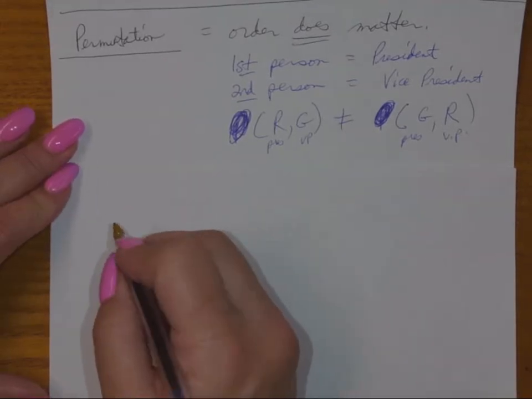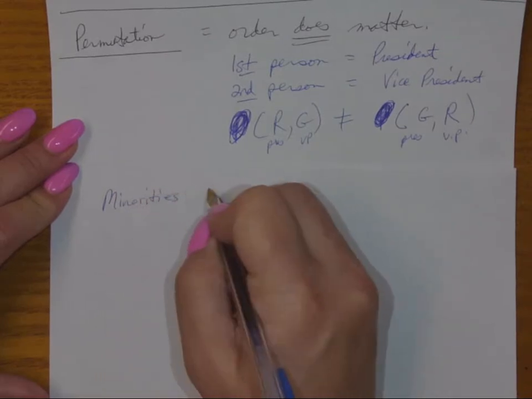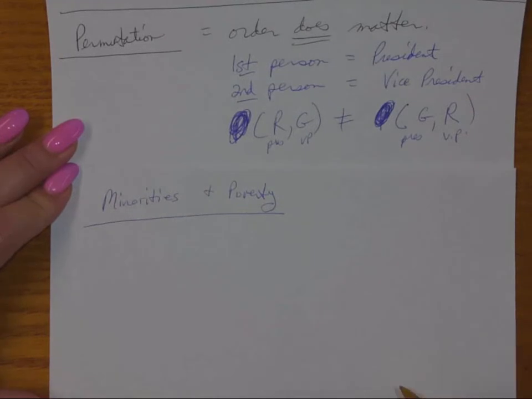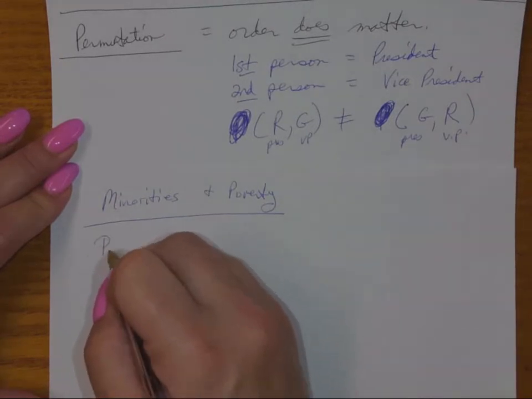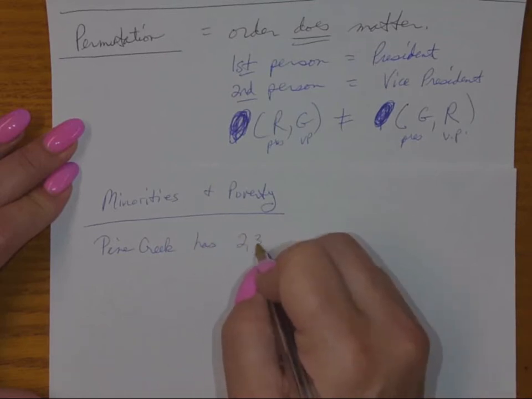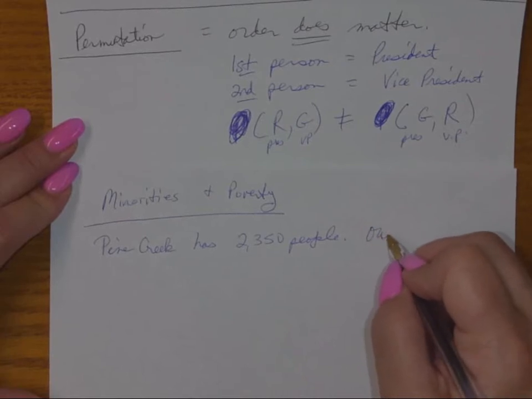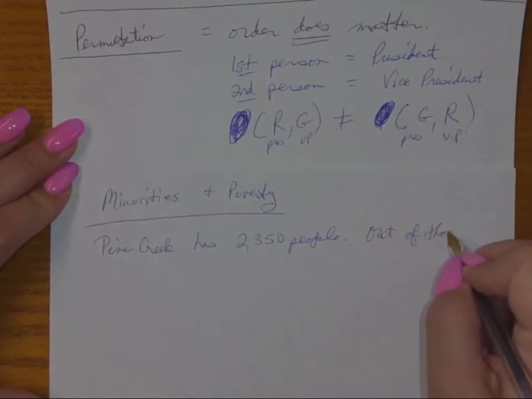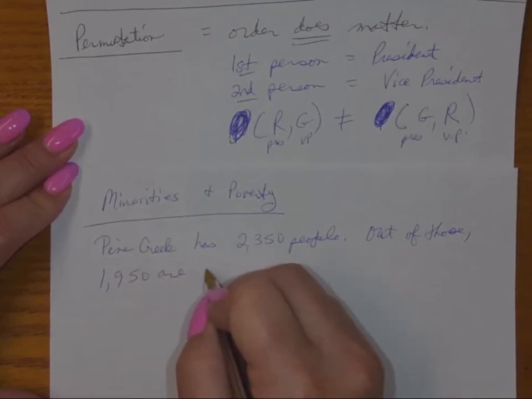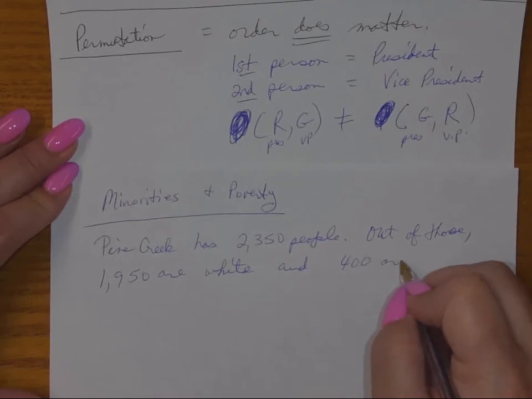There's a problem, and I took this out of a book somewhere. It's called Minorities and Poverty. What it says is that Pine Creek has 2,350 people. Out of those, 1,950 are white and 400 are non-white.